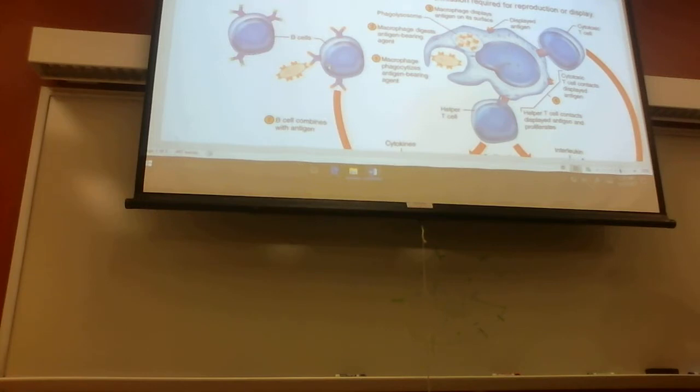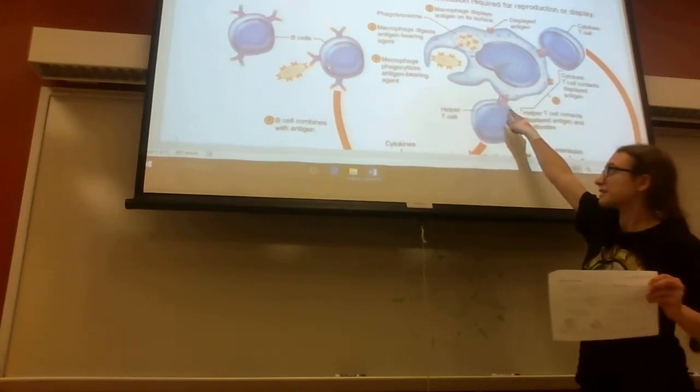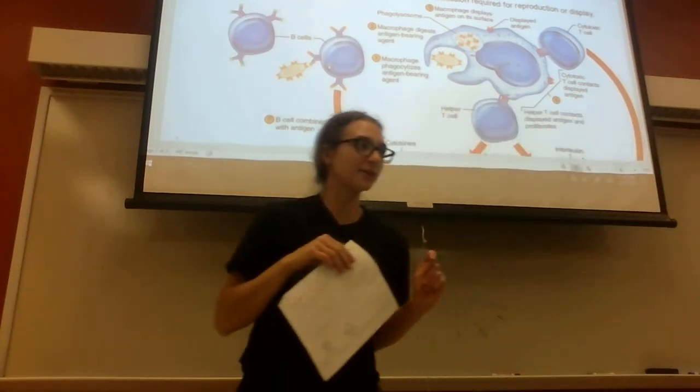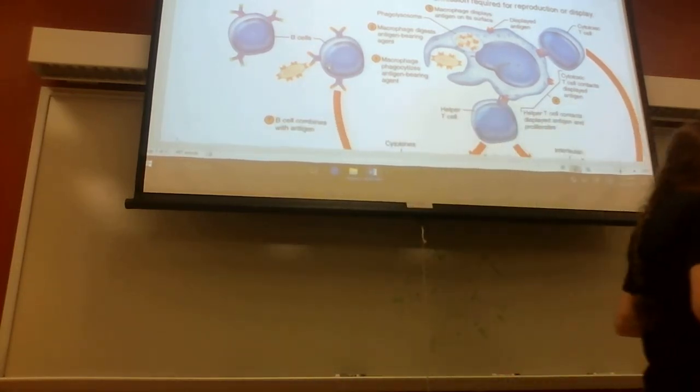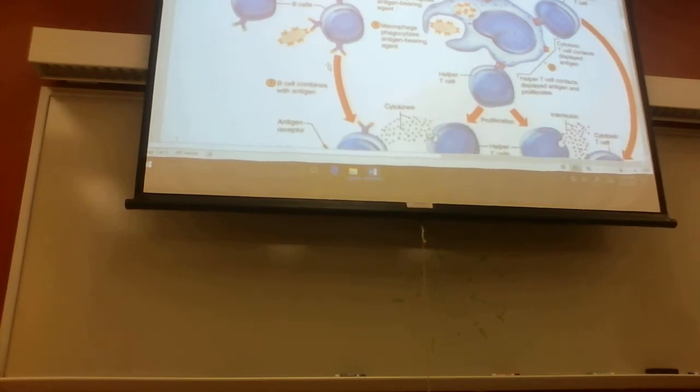A B cell utilizes the antigen from the antigen-presenting cell to detect the threat. That is false. As you can see, your T cells are touching the antigen-presenting cell. Your B cell kind of touches the antigen, and they're like, I'm going to kill you. That's kind of the attitude with your B cells. So what would make that statement true? Don't utilize.